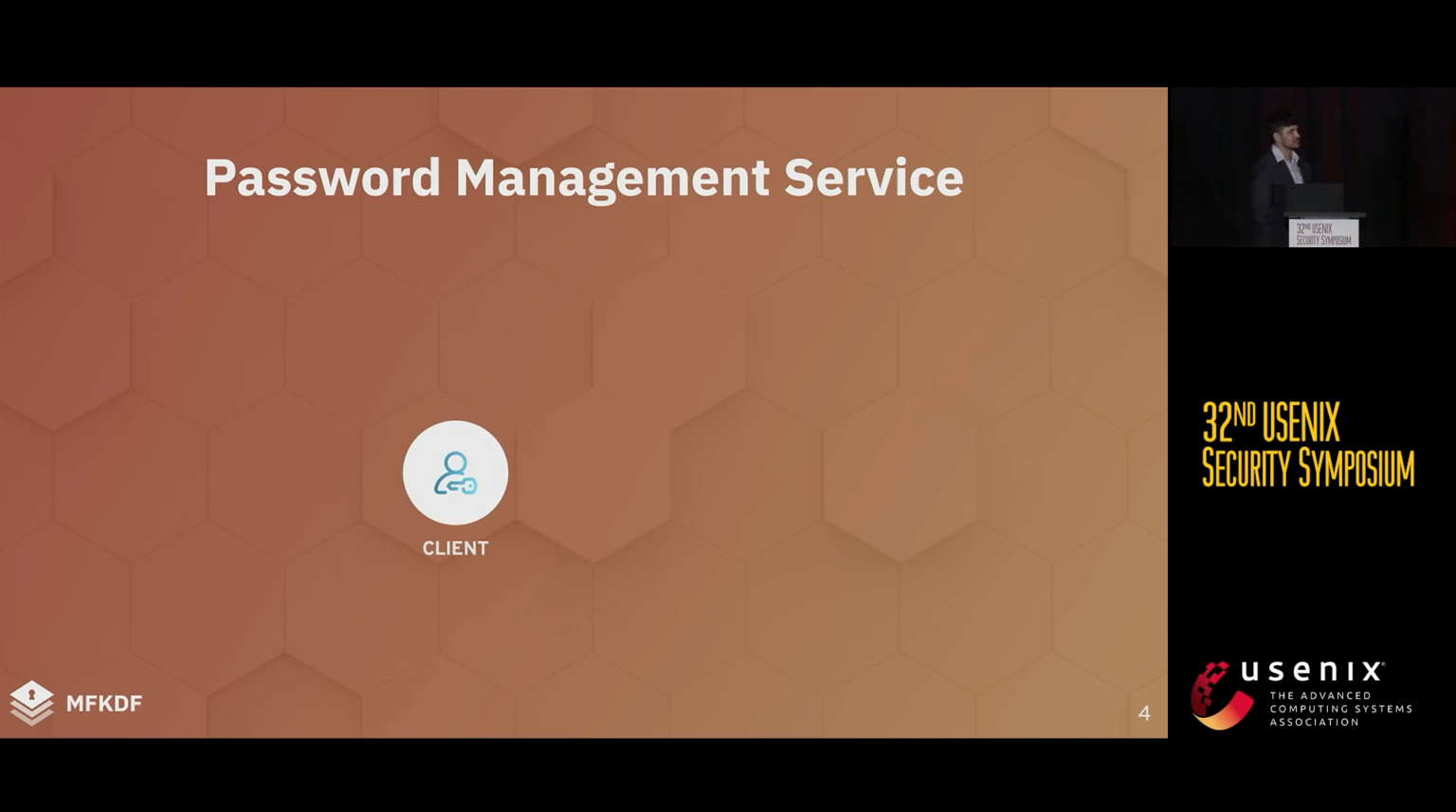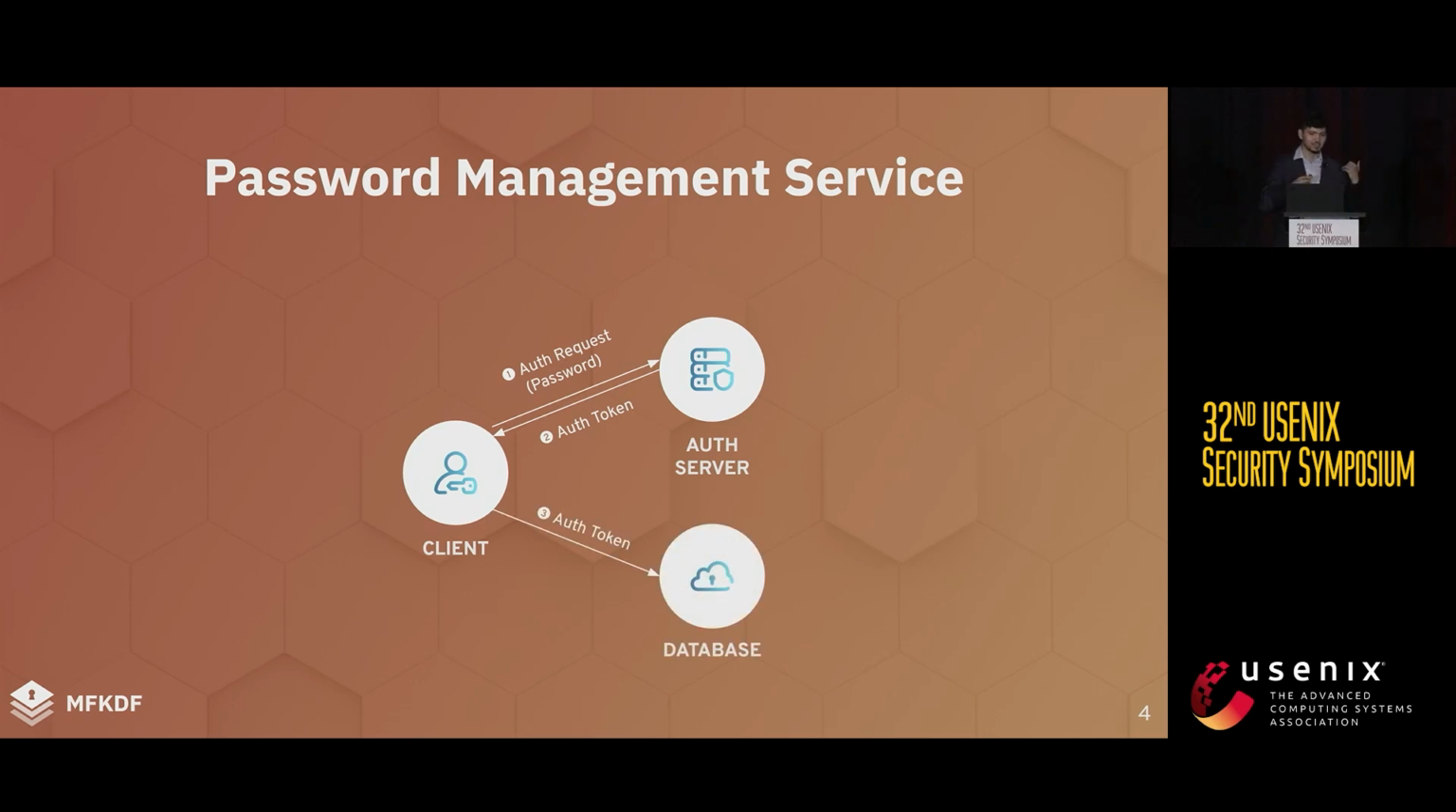So typically what you would see in a naive password management implementation would be some kind of authentication server that you send a password to get an authentication token, and then some kind of database that you use the authentication token with in order to retrieve some stored data, stored passwords in this case. And immediately there are two major issues with this naive implementation.